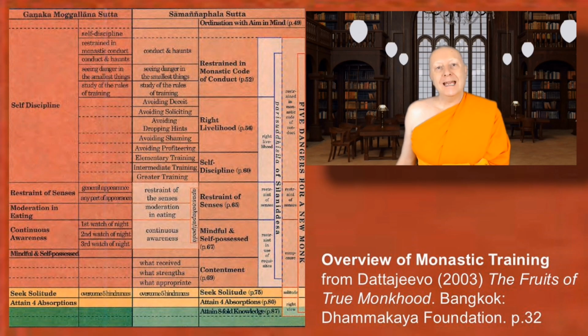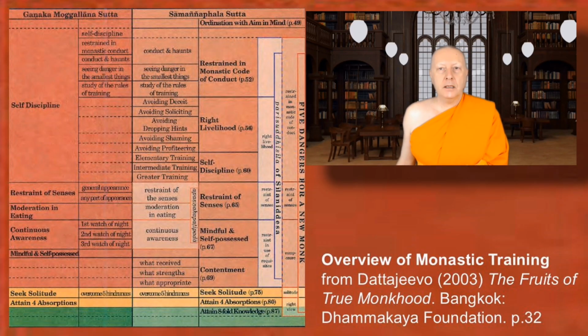So at various points in my exegesis today, I have compared the Gaṇaka-Moggallāna Sutta to the Samaññaphala Sutta, which we already studied in B054. It is true that the most comprehensive overview of sequential monastic training needs to be sourced from several places in the Buddhist scriptures.